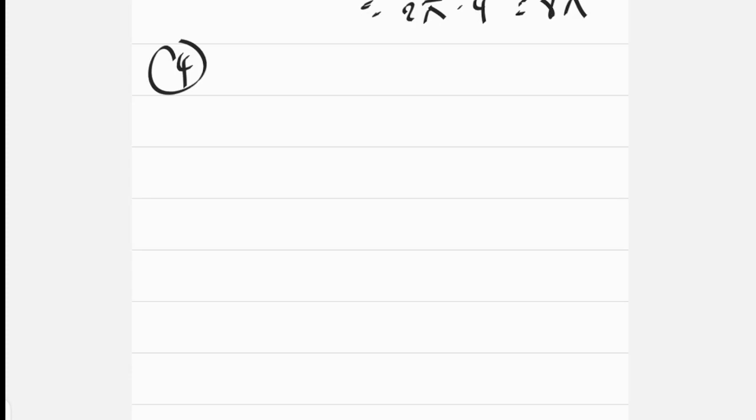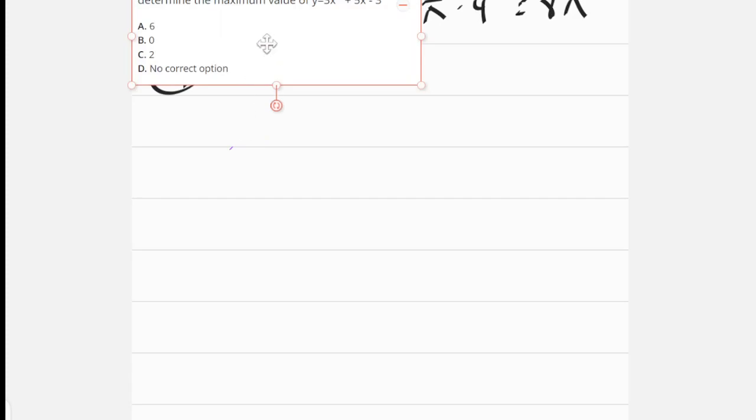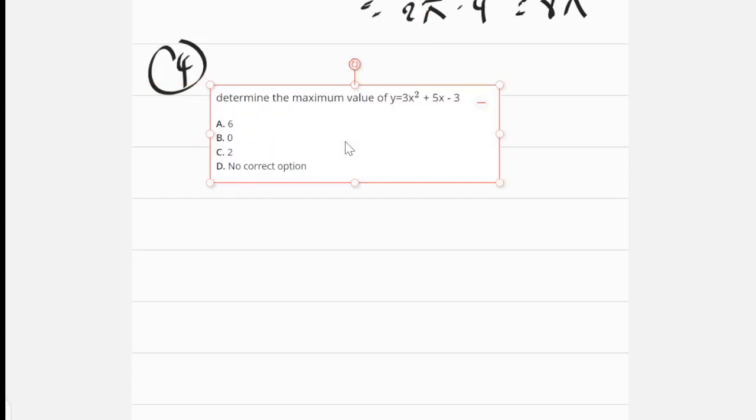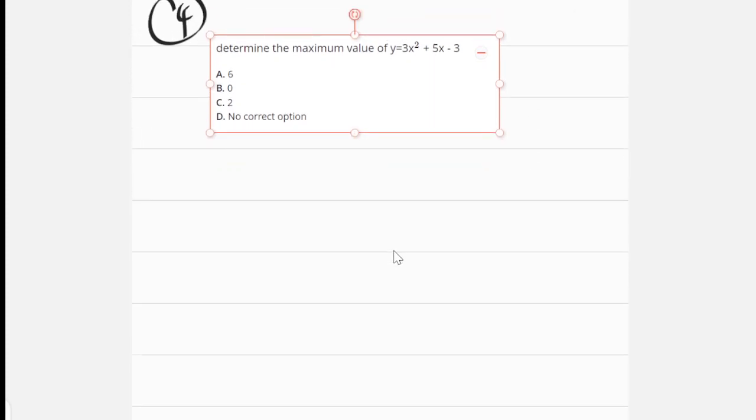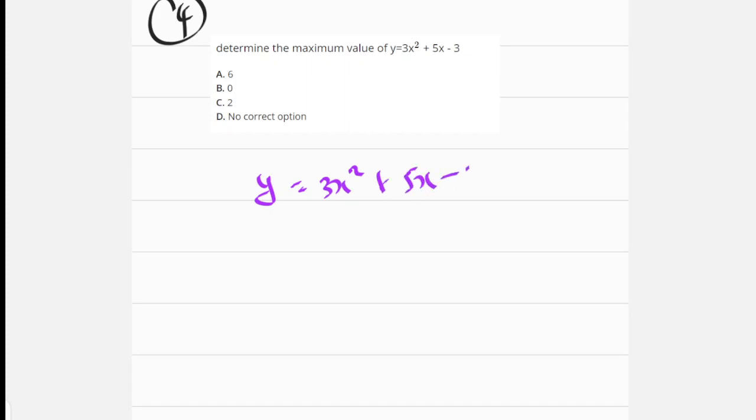Okay, now the next one. So let me just copy it here. It's also on derivative. So the question asks us to find the what? It's one of the application of derivative, because in your JAMB, you'll be asked to apply derivative. So please, if you've not watched my videos on calculus in 5 minutes, you might refer to it if you want to understand what it means very well. So determine the maximum value of, we have y is equal to 3x squared plus 5x minus 3.